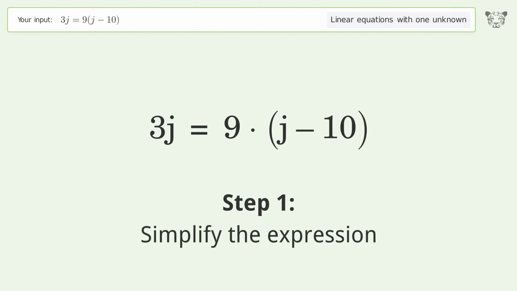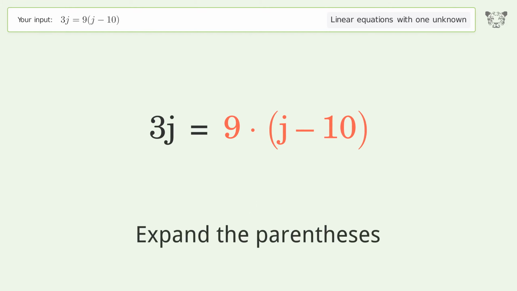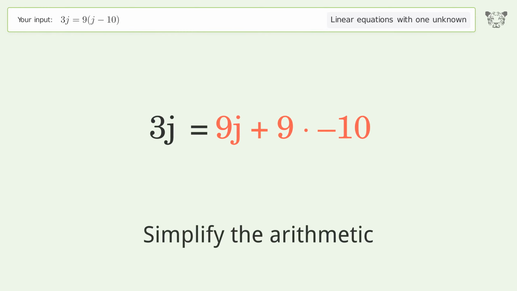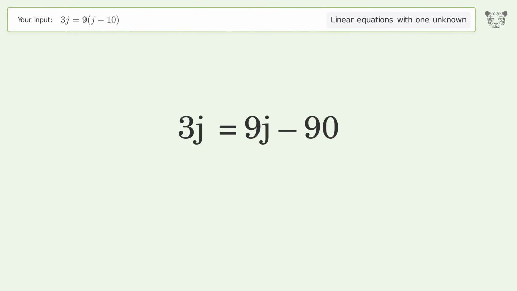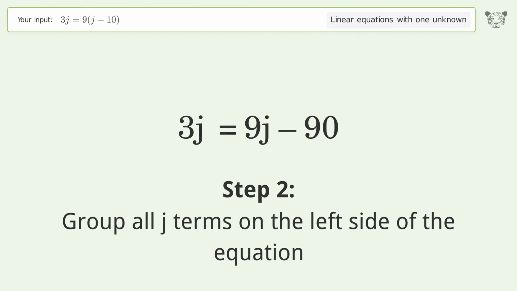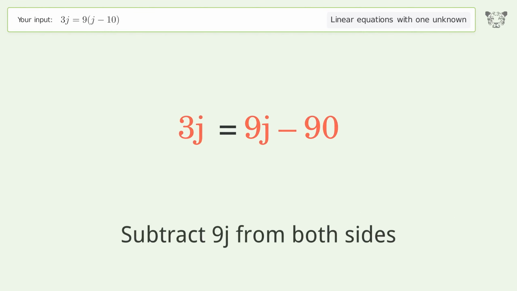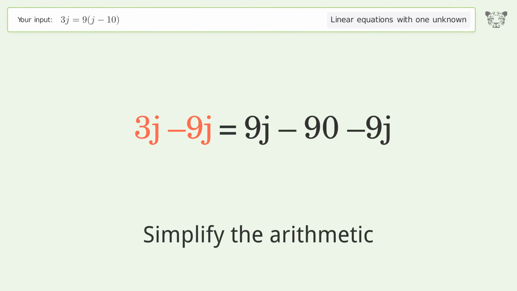Simplify the expression. Expand the parentheses. Simplify the arithmetic. Group all j terms on the left side of the equation. Subtract 9j from both sides. Simplify the arithmetic.